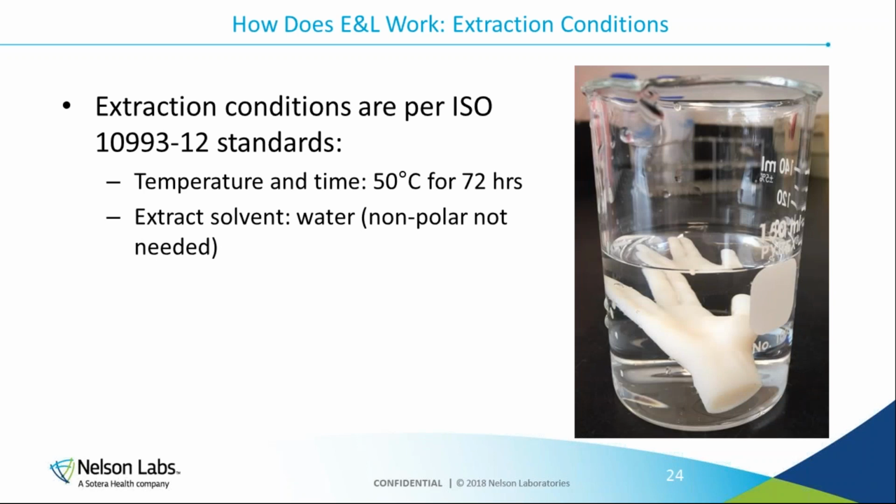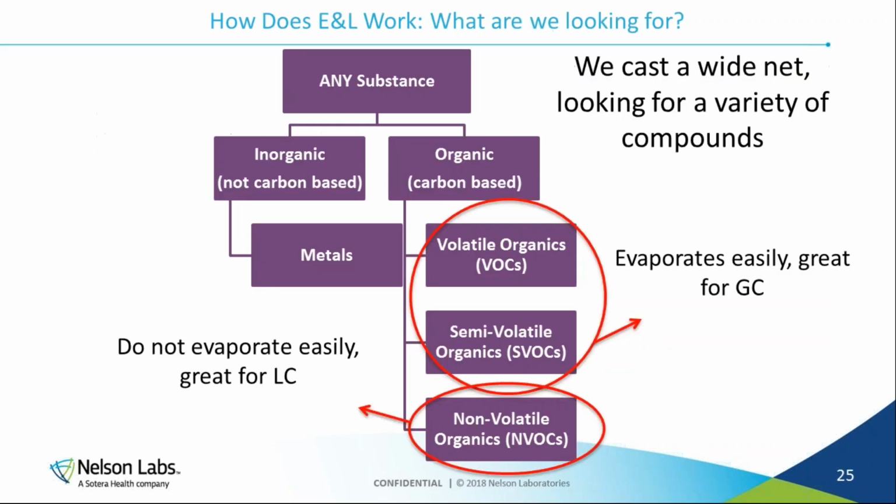So just a little conversation about how the extractable and leachable works. So we do this according to ISO 10993 Part 12. Again, we're going to flip back and forth between these two different standards. We do it at 50 degrees for 72 hours. This is considered an exaggerated extraction condition. And we only use water because we're only expecting it to be a polar solution that would go through here. So just a water that's going to be exposed in that tube. So no nonpolar extraction is needed.